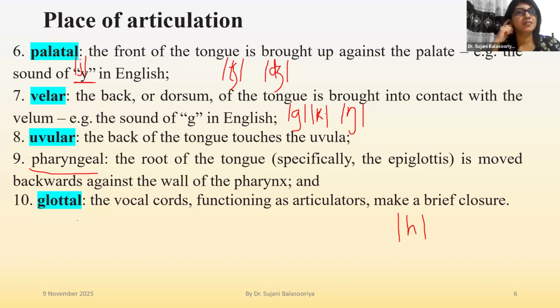All right, so these are the 10 different places of articulation, in the sense 10 different types of consonant sounds that we can identify based on where we produce them inside the vocal tract. All right, I hope these 10 are clear to you.